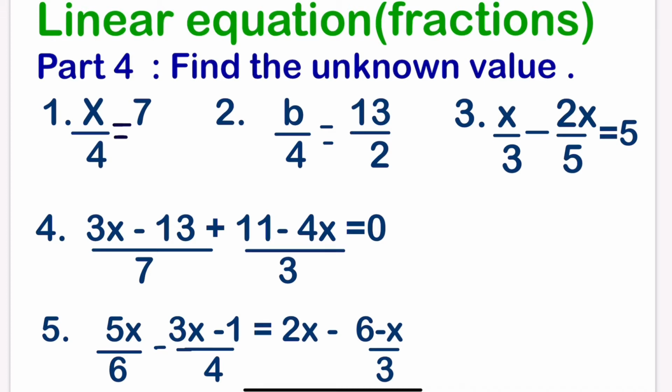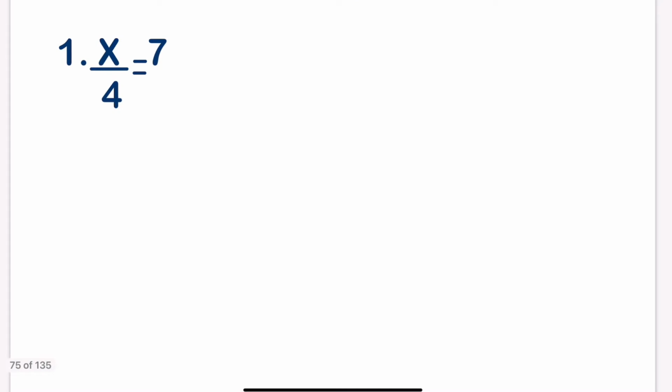So today we are going to solve linear equations involving fractions. This is part 4. We need to find the value of the unknown. What you should understand about a linear equation is that it is an equation with one unknown. And whenever you have a fraction in a linear equation, you can use cross multiplication.